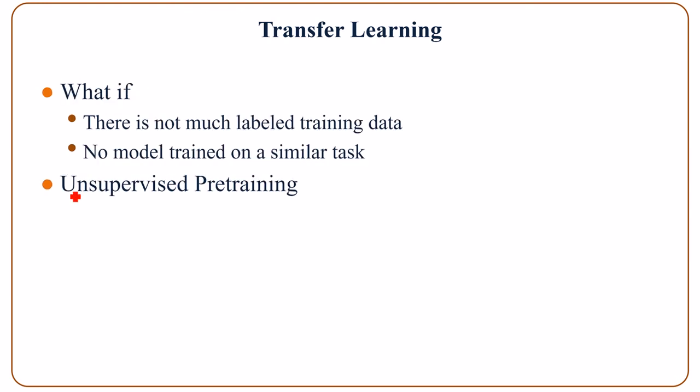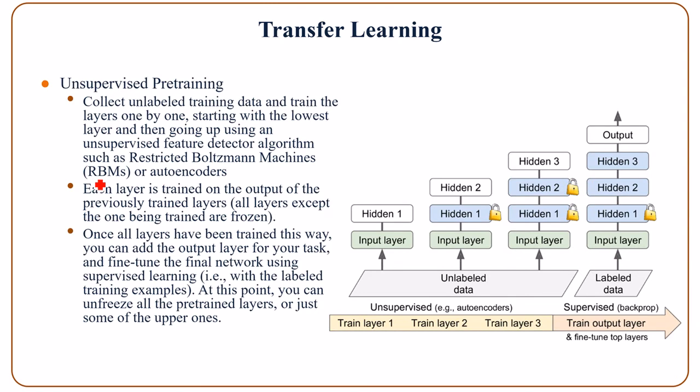Now we talked about the situation where you don't have much labeled training data. Also, you have no model trained previously on a similar task to reuse. In such a case, you may consider unsupervised pre-training. With unsupervised pre-training, what you do is collect unlabeled training data, meaning data that you don't have labels for at all, and train the hidden layers one by one, starting with the lowest layer and then going up, adding more layers using something called restricted Boltzmann machines or autoencoders.